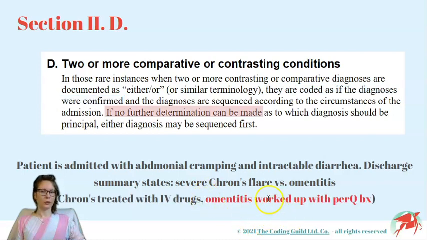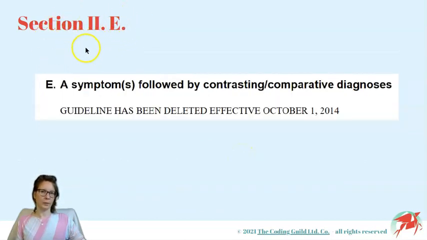If one of the conditions, such as the omentitis, is further examined via a percutaneous biopsy, then this condition will take over sequencing to cover the costs. The Crohn's flare will still need to be coded, but only as an additional diagnosis. Guideline E has been deleted.